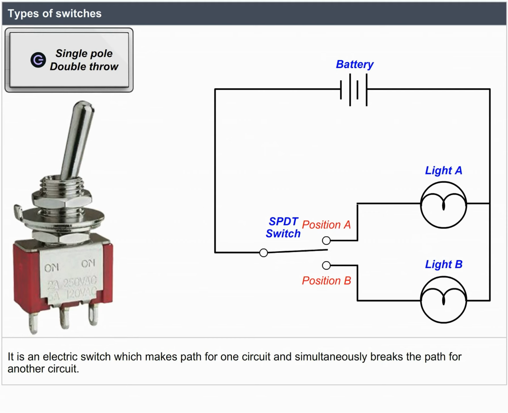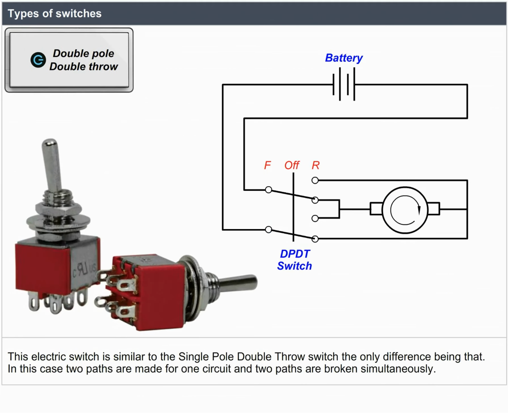Single pole, double throw. It is an electric switch which makes the path for one circuit and simultaneously breaks the path for another circuit. Double pole, double throw. This electric switch is similar to the single pole double throw switch, the only difference being that in this case, two paths are made for one circuit and two paths are broken simultaneously.